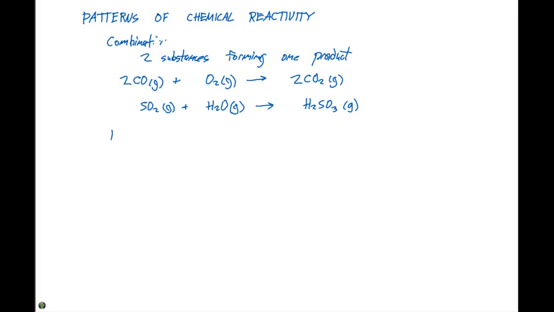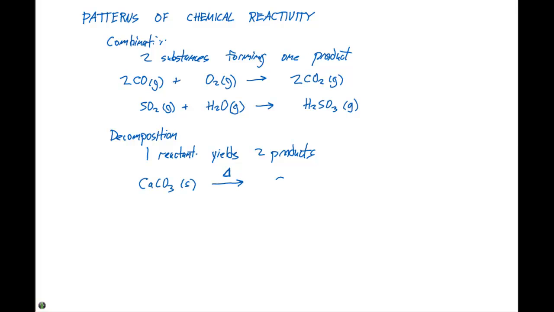The next example would be decomposition. In a decomposition reaction, it's actually the opposite of a combination reaction. Here we have 1 reactant yields 2 products. In this case, an example would be something like calcium carbonate, which is CaCO3, as a solid. If we heat this up, it becomes calcium oxide as a solid plus CO2 as a gas.